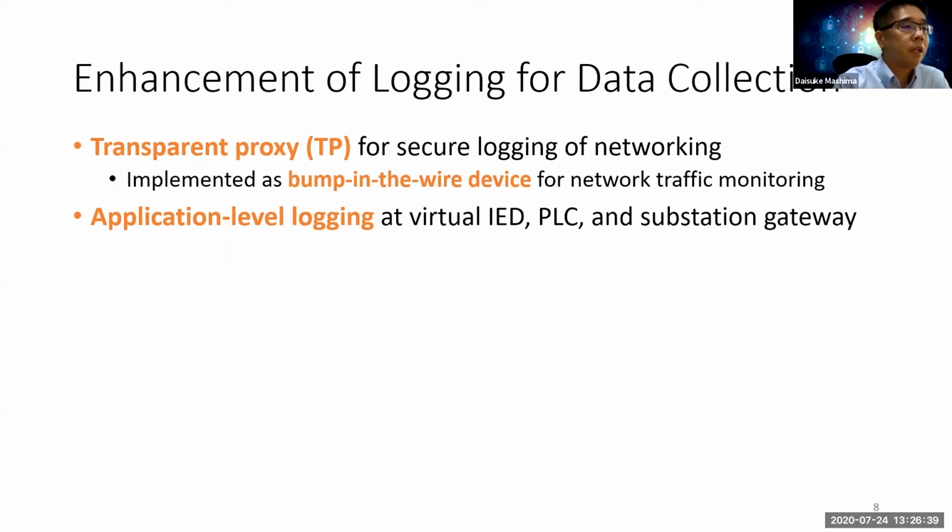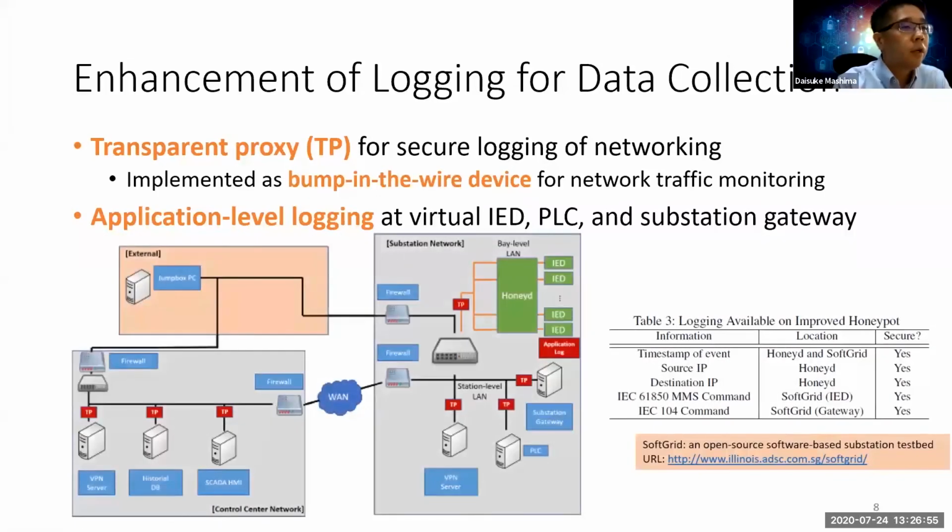Also, we have implemented application level logging at the virtual IED, PLC, and substation gateway. We provide more detailed information on how we implemented this logging securely in the paper. So this is the architecture of the improved Honeypot. As can be seen, we have deployed a number of transparent proxies in the Honeypot system, as well as application level logging. The information collected from the application level logging is found in this table.